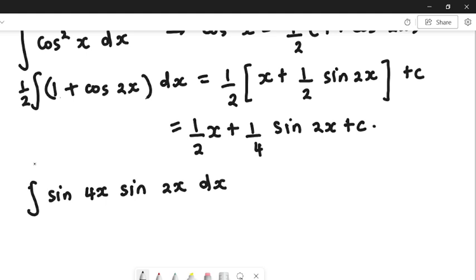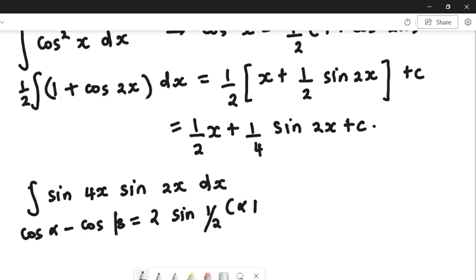So we're going to use some formula here, which is quite simple, though you can use any other method. So we are saying that cos alpha minus cos beta is the same as 2 sine of a half into alpha plus beta times sine of a half into beta minus alpha.